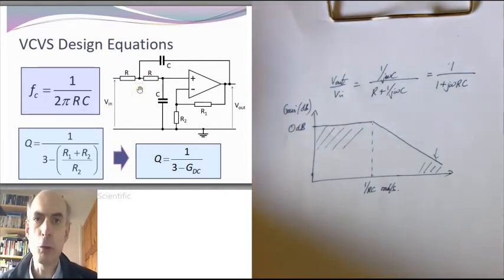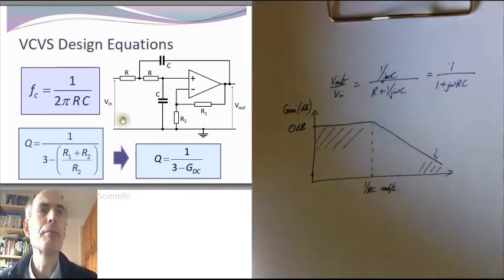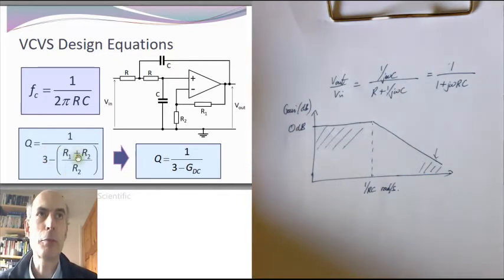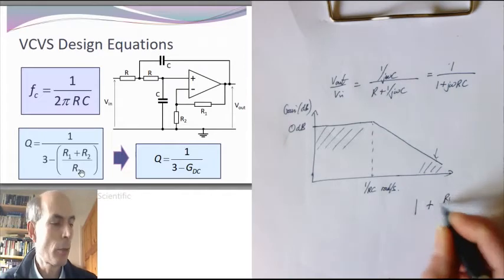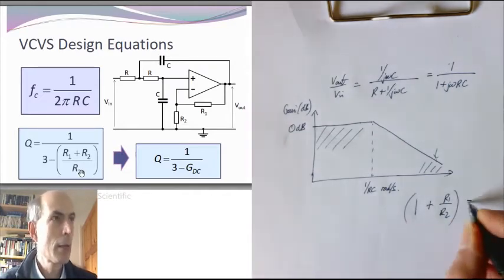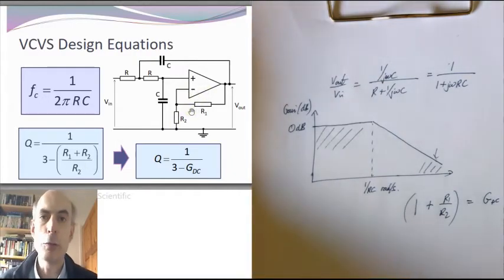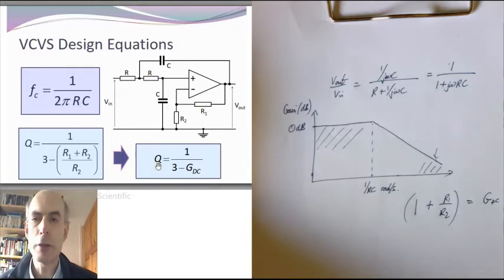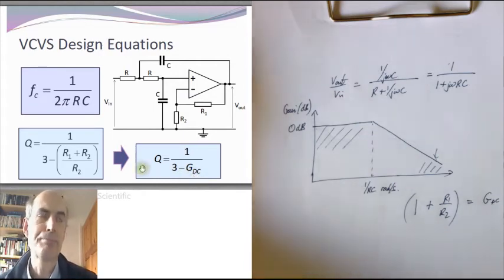We have a two-pole filter here. There's two capacitors, so normally that would give you two poles. The Q factor is given by this expression, and you might note that (R1 + R2)/R2 is just equal to 1 + R1/R2, and that is equal to the gain of this op-amp at low frequencies. So the Q factor could be simply expressed as 1 divided by (3 minus the gain at DC).